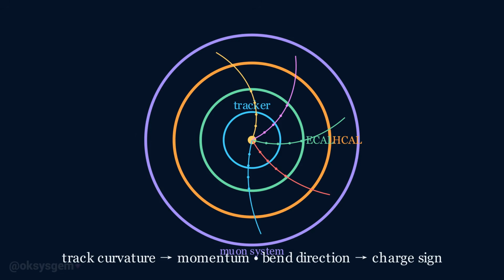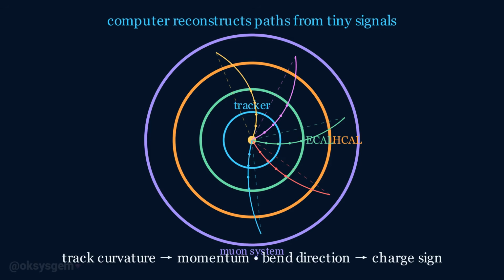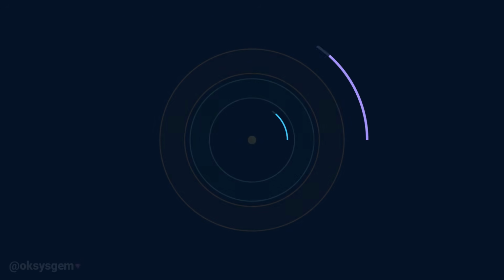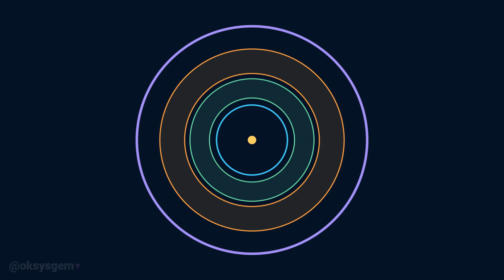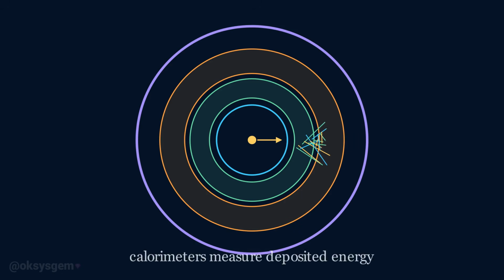As a charged particle passes through sensitive material, it leaves small signals at different positions. Combine enough of those positions and a computer can reconstruct the particle's path. Because the detector contains a magnetic field, charged particles follow curved trajectories. How strongly the path curves provides information about the particle's momentum. The direction of the curve can also reveal whether its electric charge is positive or negative. So from a series of tiny measurements, physicists can reconstruct something that was never directly photographed.